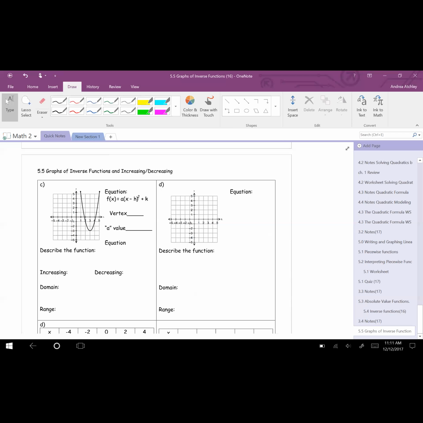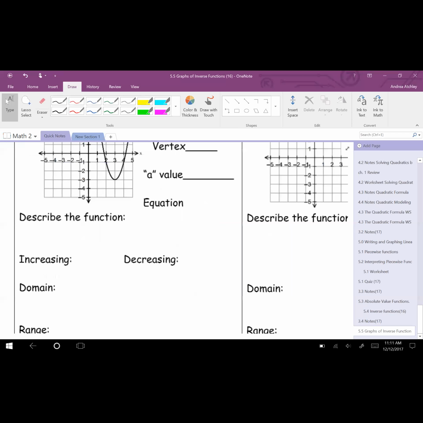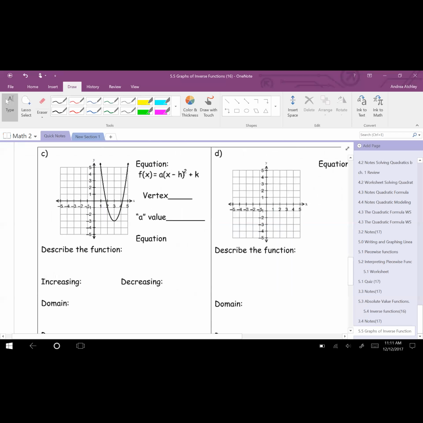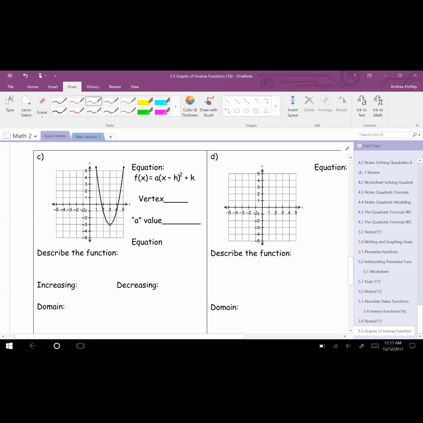Okay, next one. Now I gave you the graph instead of the equation of my original function. So we're going to write the equation first. Here's the equation in vertex form of a quadratic. We want to find the vertex. And my vertex here is 3 and then negative 3. And then we want to find the a value.